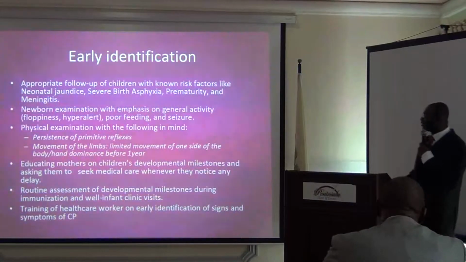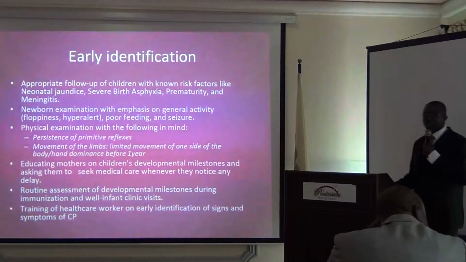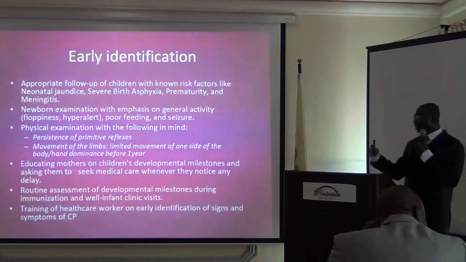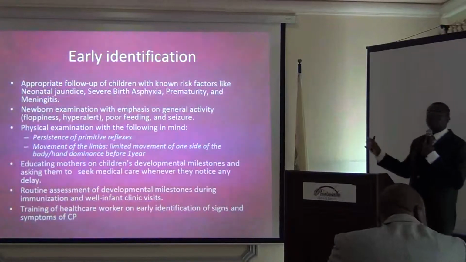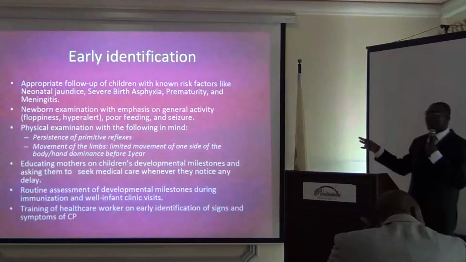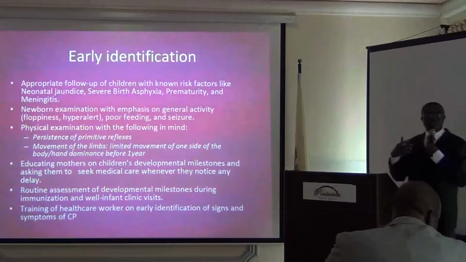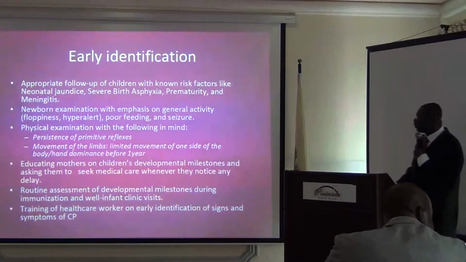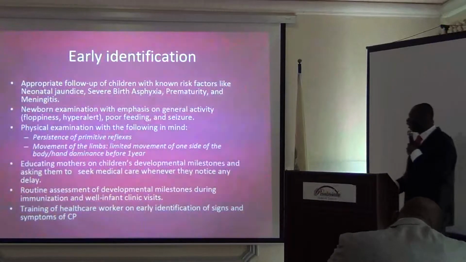And then if a child is showing hand dominance before the age of 1 year. Children that are less than 1 year can use either the left or the right freely. They don't have any preference for any particular limb. But once we see hand dominance before the age of 1 year, it may tell us that something is happening to the other part of the body. Then we also need to educate mothers on the child's developmental milestones.